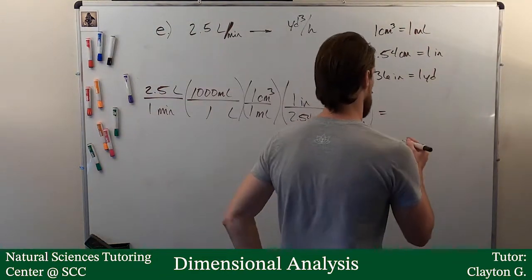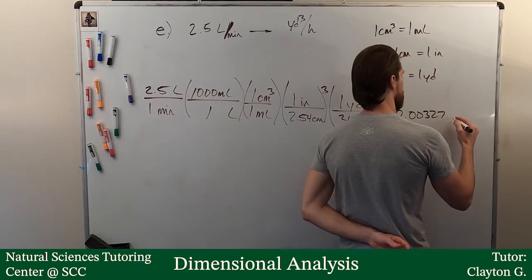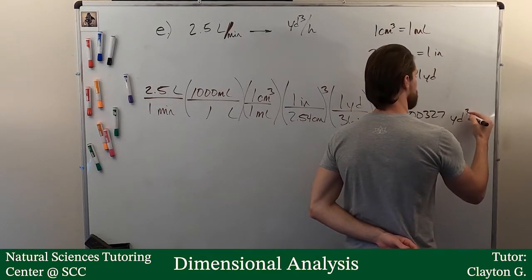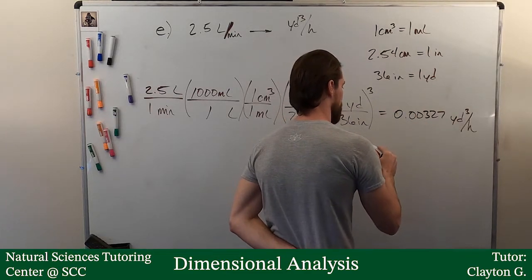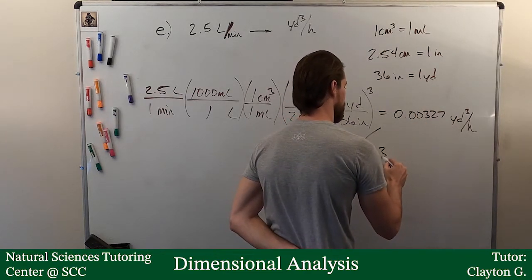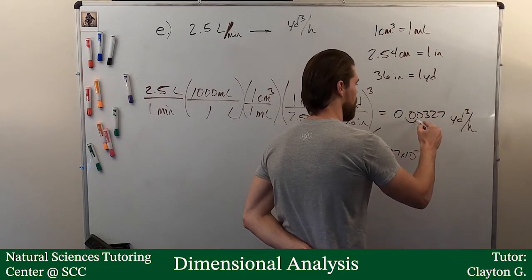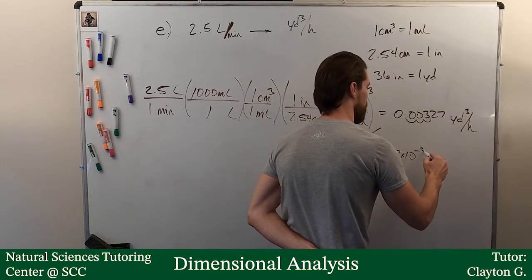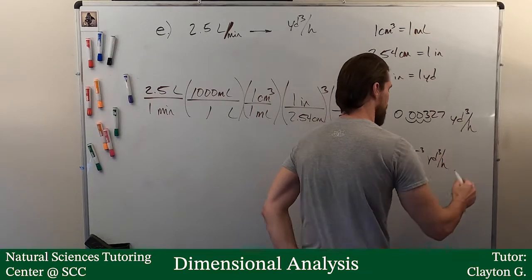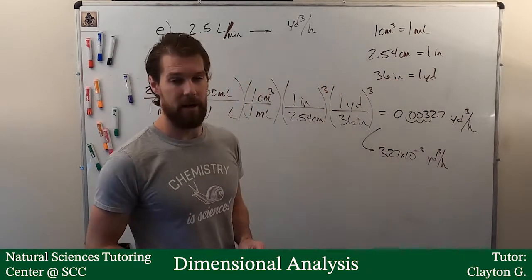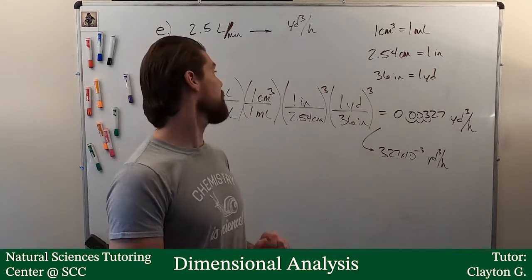0.00327 cubic yards per hour. Or a much better way to write this, we could say 3.27 times 10 to the negative 3 cubic yards per hour. I did not do these beforehand. I really thought that number would be larger than that, so that is a little bit surprising to me.